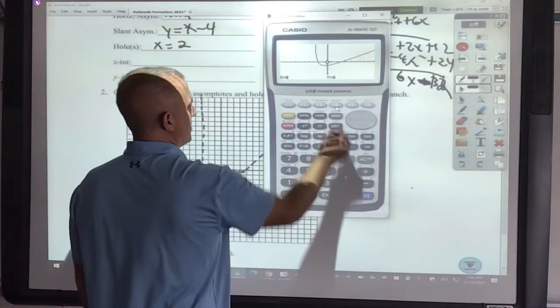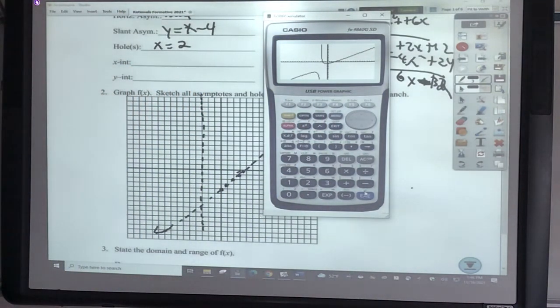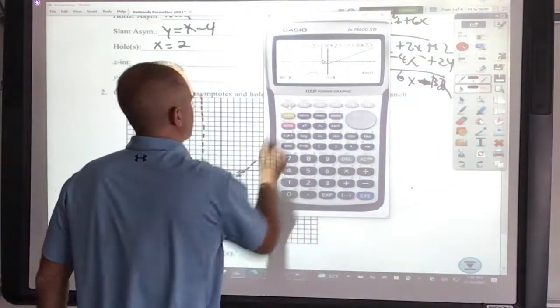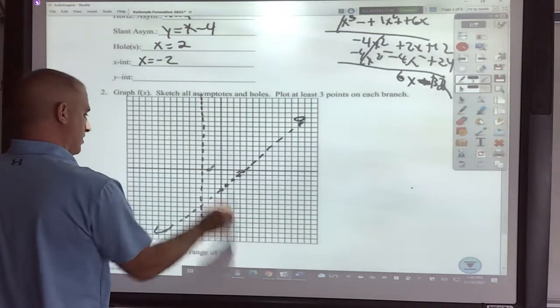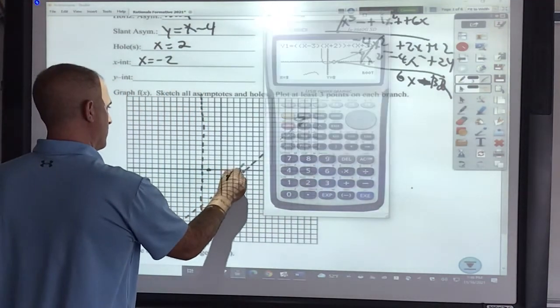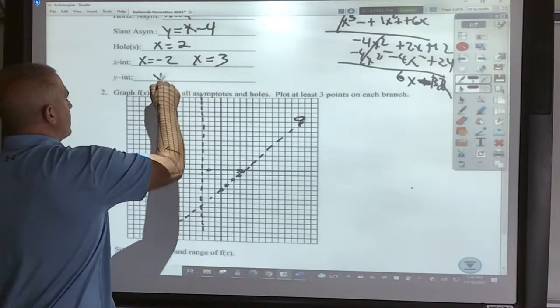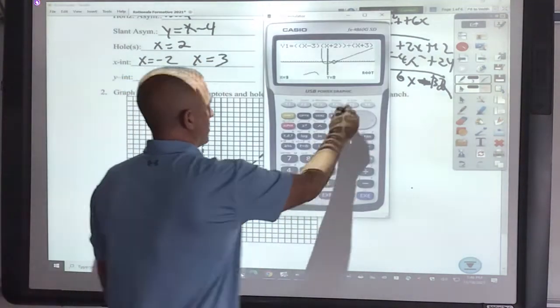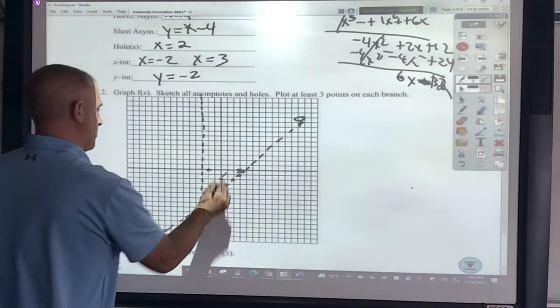I'm going to zoom out a little bit so I can see that. All right, so I know I have that slant asymptote. G-solve root. I got a root at -2. If I hit over, I get the other one, which is a 3. Then I got my y-intercept. G-solve y-intercept at y equals -2, which would be here.